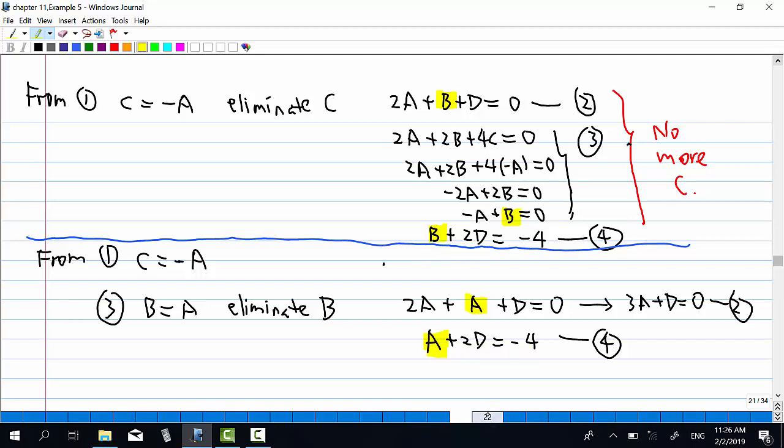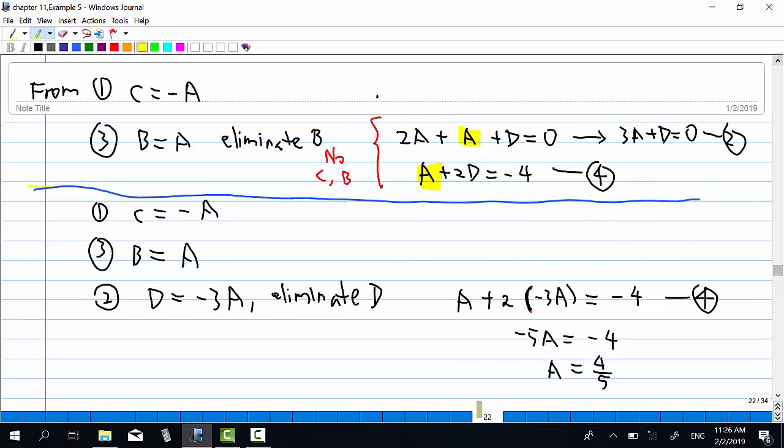Then eventually I have two equations with only two unknowns, A and D. There is no more B and C. What is next is I try to eliminate D now. D is equal to minus 3A. So if D equals minus 3A, the fourth equation becomes A plus 2D, where D becomes minus 3A, equal to minus 4. So that gives you minus 5A equal to minus 4, or A equal to 4 over 5.